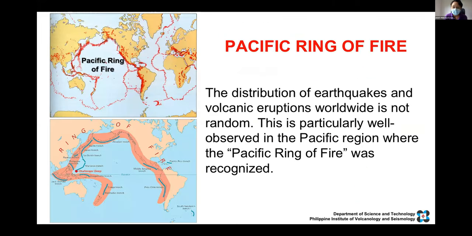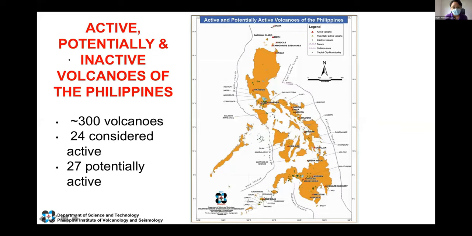Ang distribution ng earthquake at volcanic eruption sa buong mundo ay hindi random. Kung makikita natin, ito ay particularly na na-observe o nakikita sa Pacific Ring of Fire. At nakapulo po dyan ang Pilipinas. Sa katunayan nga po, meron po tayong around 300 volcanoes. And 24 dito ay considered active. And 27 naman po ay potentially active.